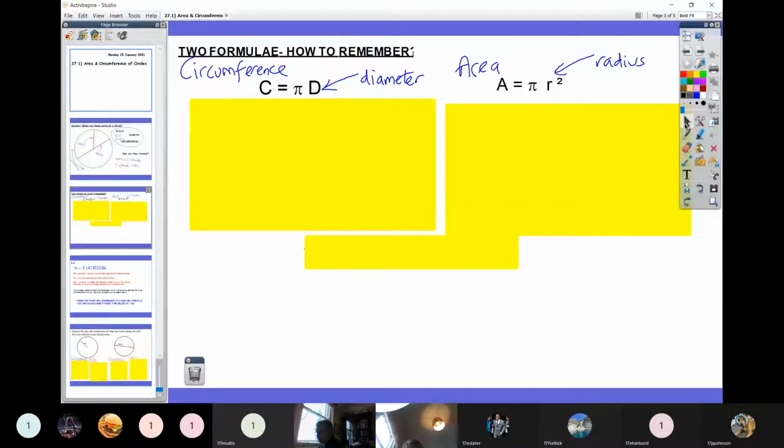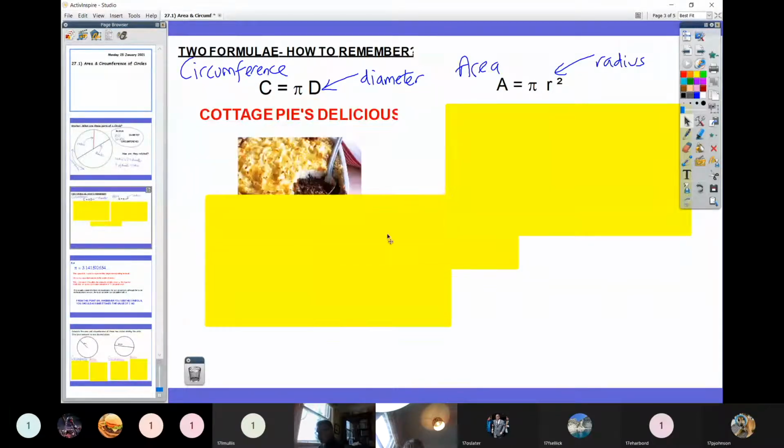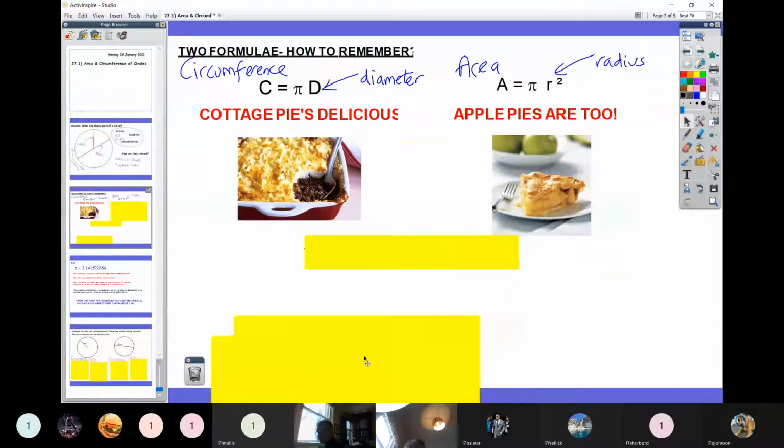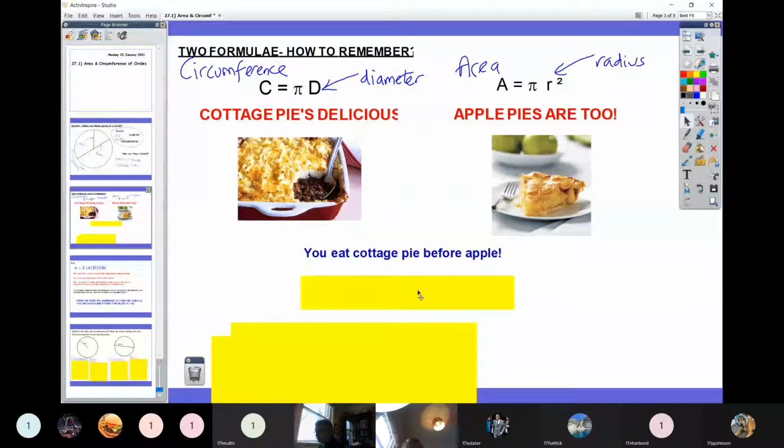So you need a way to really try and remember these two formulae because they're not given. I would suggest you use the acronym: cottage pies delicious, apple pies are tasty. That helps you remember: cottage pies delicious, apple pies are tasty. And if you're worried that you're going to muddle the two formulae up, hopefully you eat your cottage pie before you eat your apple pie. So the cottage pie comes first. Cottage pies delicious, apple pies are tasty. So we've got the two formulae.